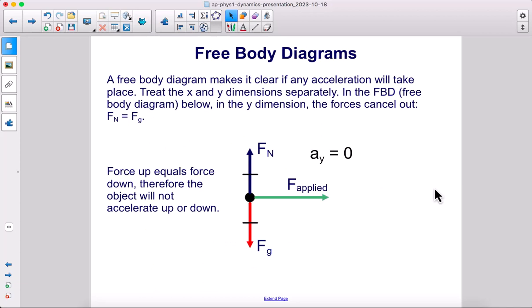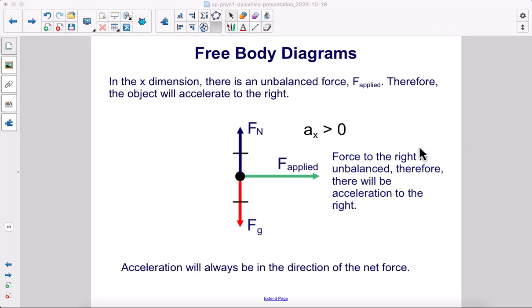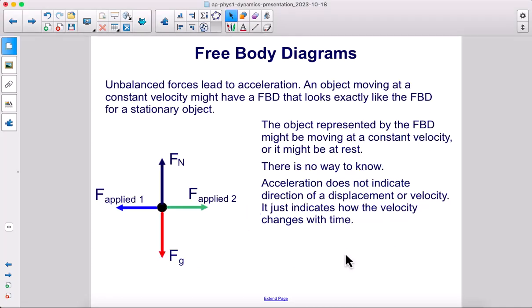A free body diagram makes it clear if any acceleration will take place. Treat the x and y dimensions separately. In the free body diagram below, in the y dimension, the forces cancel out. The normal force equals the gravitational force. Force up equals force down. Therefore, the object will not accelerate up or down. In the x dimension, there is an unbalanced force, force applied. Therefore, the object will accelerate to the right. Acceleration will always be in the direction of the unbalanced net force. Unbalanced forces lead to acceleration.